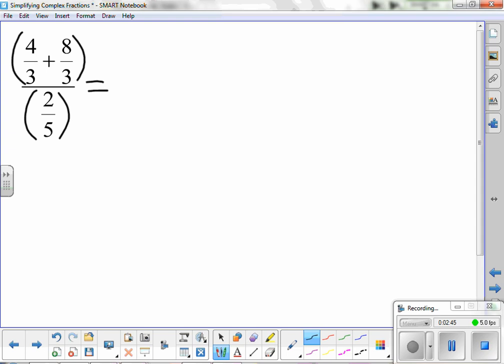So the way that works is this. I'm going to leave myself a little bit of room here. So this is 4/3 plus 8/3. And I'll put my parentheses a little bit far out. That way I have room, divided by 2/5. Now, what I want to do here is I want to take into account the entire expression here and then look at all of my denominators. So my denominators are a 5, a 3, and another 3.